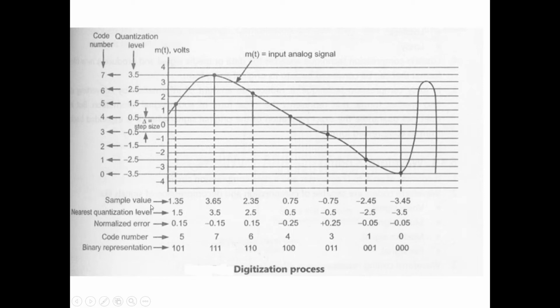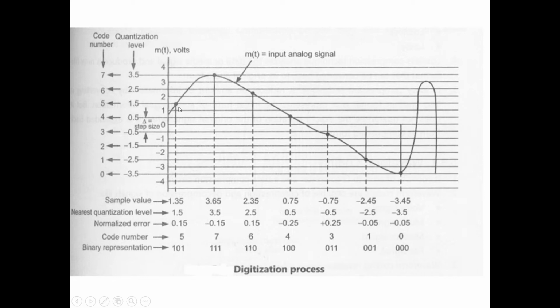As we have seen, the sampling is done, so this is the sample value, then you are approximating it to the nearest quantization level, that is 1.5. Now, if you look here, your normalized error is 0.15.